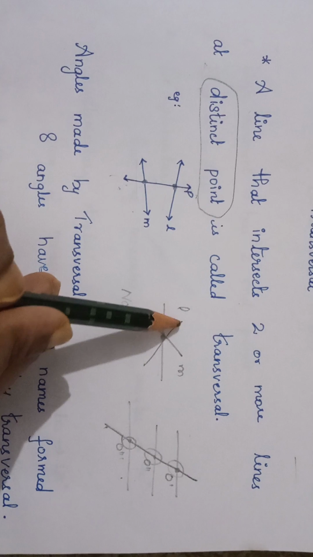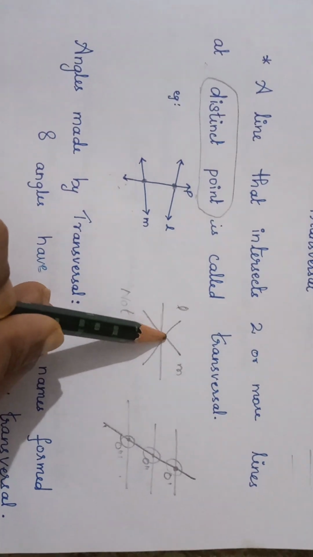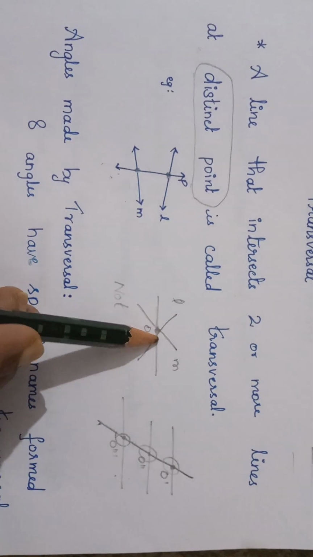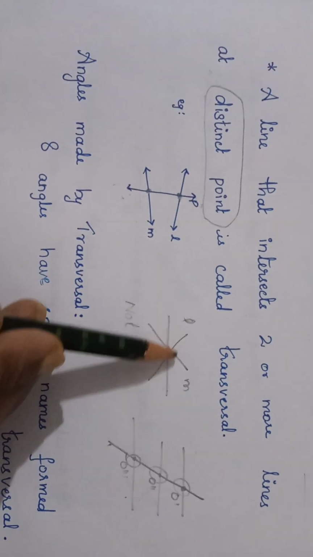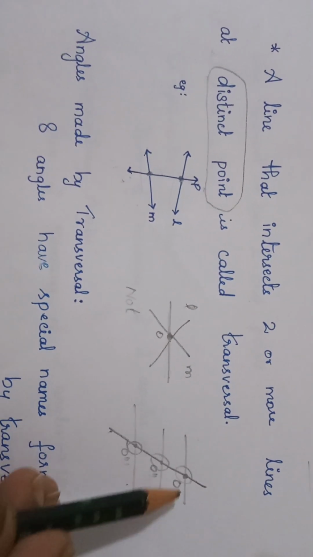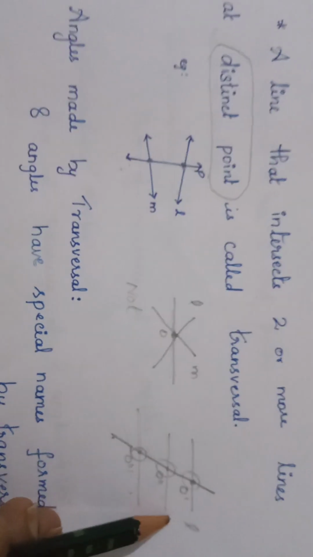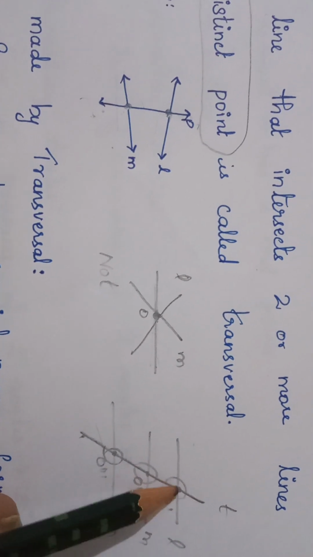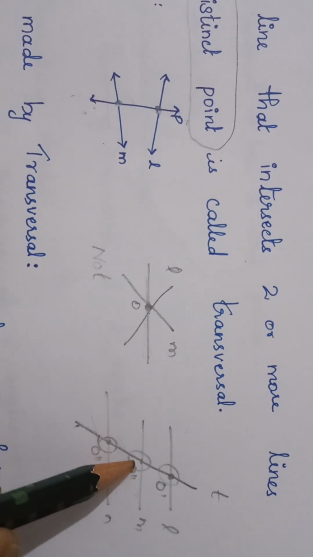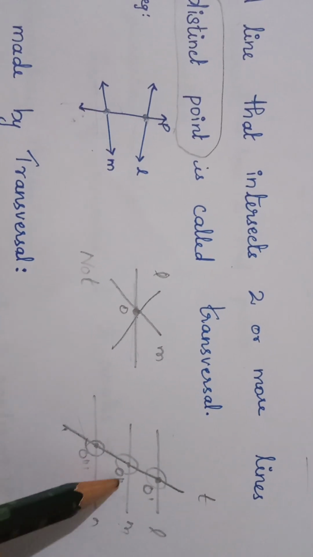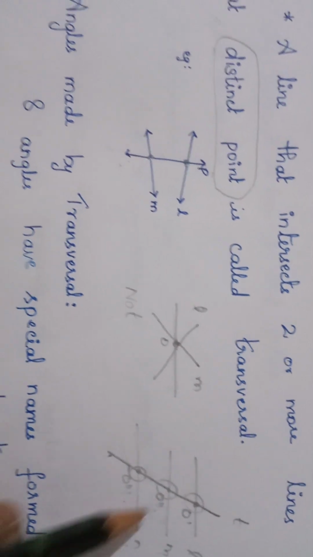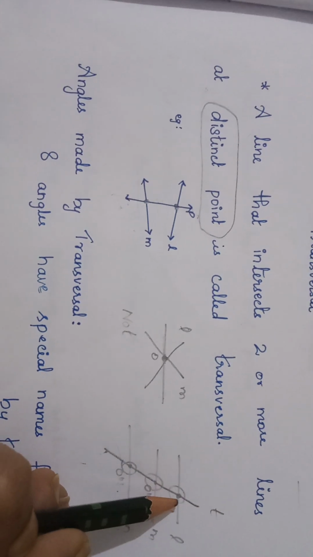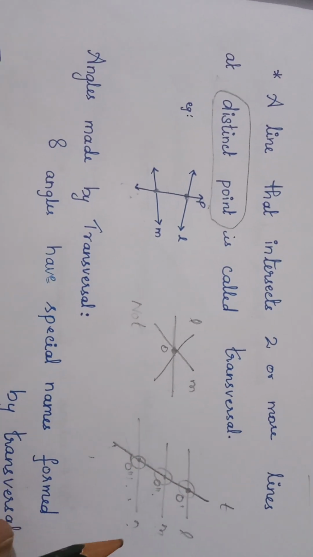See, for example, here the lines L and M intersect at the point O. If we say that the transversal crosses through this place, this is not a transversal because the point of intersection is common for both. Okay, see, for example, here there are three lines L, M and N. This transversal T crosses the line L at O dash, intersects M at O double dash, and N at O triple dash. It is a transversal. The line T is a transversal. We can say that because it intersects the lines at distinct points. Is it clear?